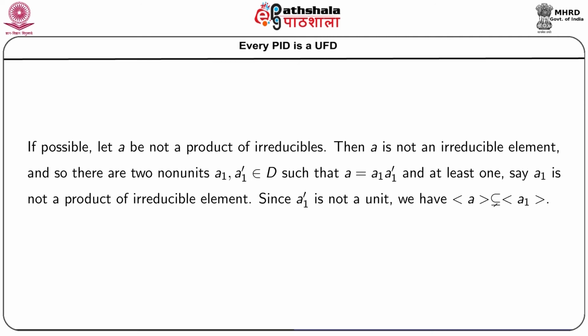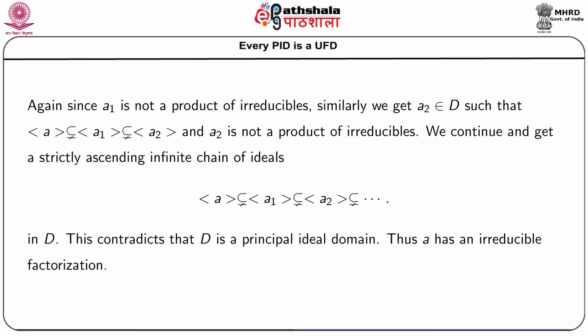Since A1 dashed is not a unit, we have the ideal generated by A is a proper subset of the ideal generated by A1. Since A1 is not a product of irreducibles, similarly we get some A2 in D such that the ideal generated by A1 is a proper subset of the ideal generated by A2, and A2 is not a product of irreducibles. We continue and get a strictly ascending infinite chain of ideals in this way.